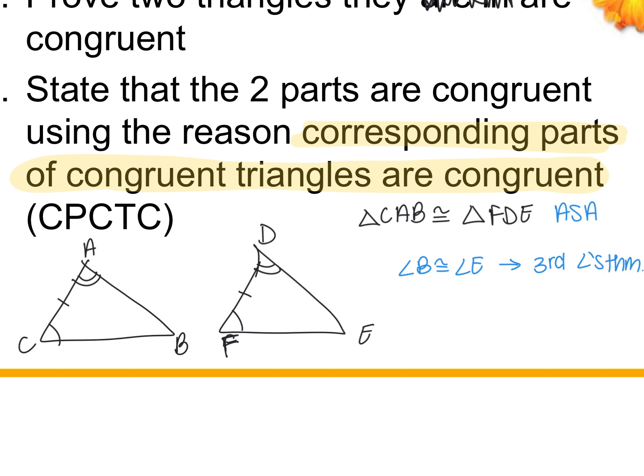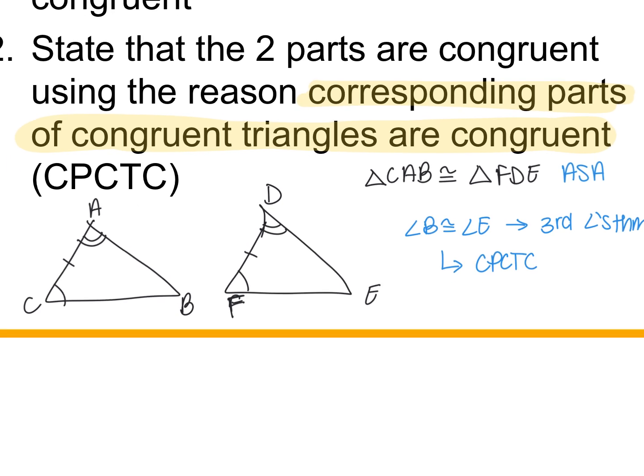Can anybody tell me what third angles theorem is? Does anybody remember what that is? What's third angles theorem? If 2 angles are congruent, what are these 2? Good. So if you have 2 angles that are congruent on 2 triangles, then the third angle will also be congruent. So I could use third angles theorem, or I could use CPCTC. What that means is, because my 2 triangles are congruent, all the corresponding sides in my triangle will also be congruent. So that is one way to look at it.